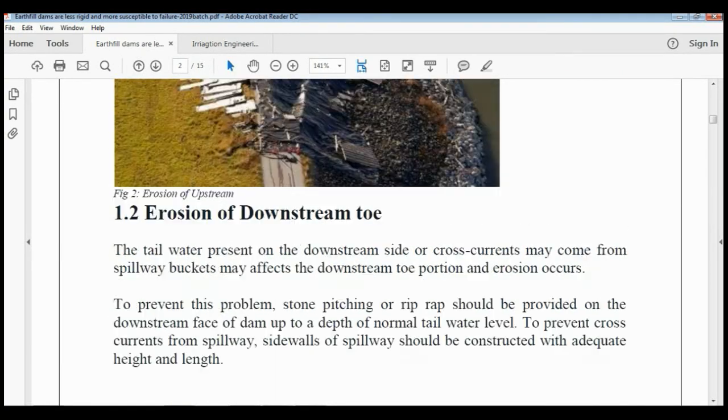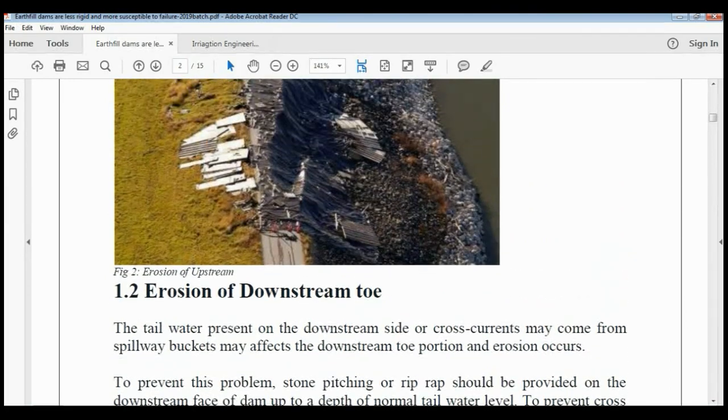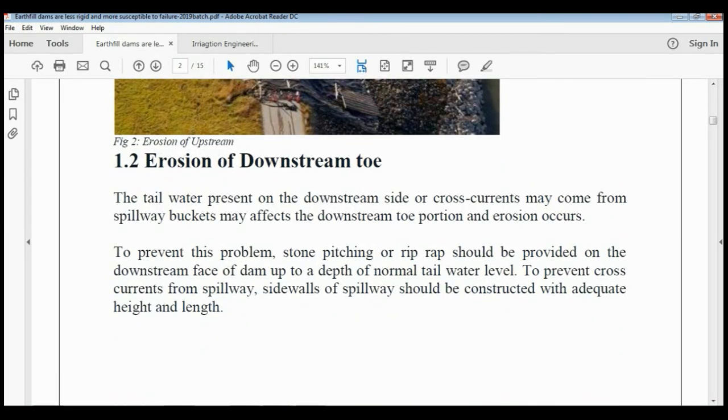Then erosion of the downstream face. Normally this happens due to the cross currents produced by the spillway buckets. Due to the high speed of water, these cross currents are produced, and due to that erosion is possible.